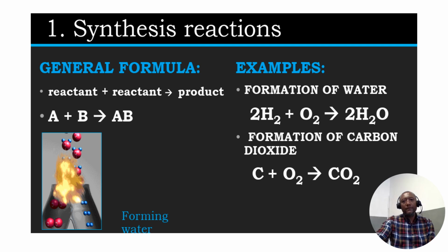Here are some examples of synthesis or combination type of reaction. Hydrogen reacts with oxygen and water is formed. Carbon treated with oxygen, carbon dioxide is formed. Why do we say that these two reactions are combination? Because we are combining two things together and we get only a single product. That's why we call them synthesis or combination type of reaction.